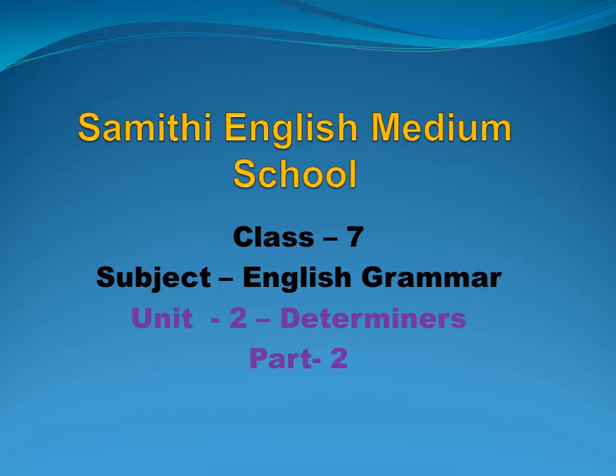This video is for class 7, subject English Grammar, Unit 2, Determiners, Part 2. Children, in the last video we learned about determiners and their types. Now in this video we have more exercises related to this chapter from page number 23. So let us start our lesson from page number 23. Open your page number 23, Get Going Grammar.